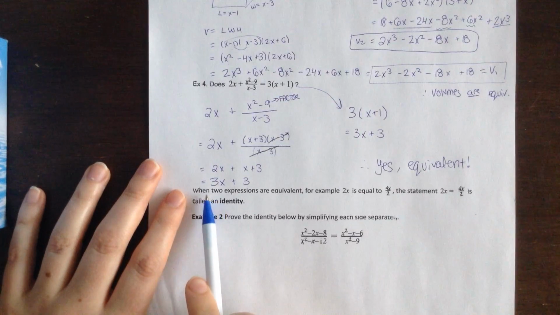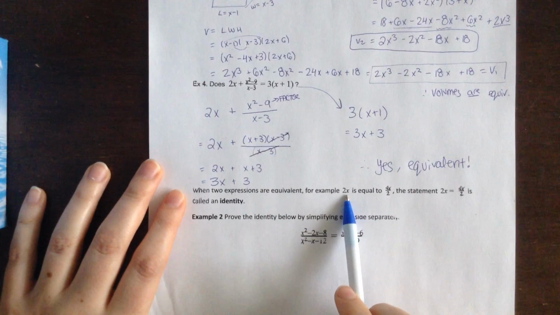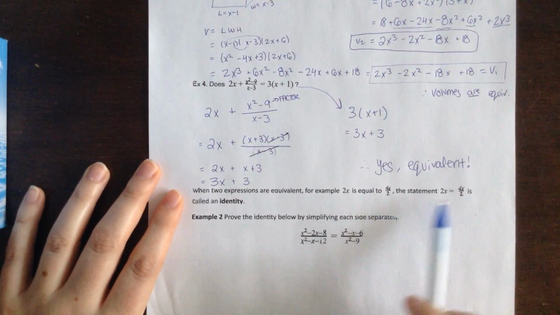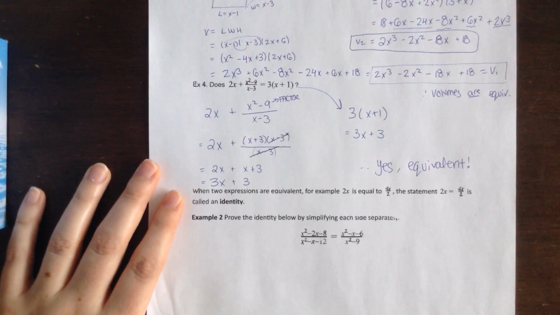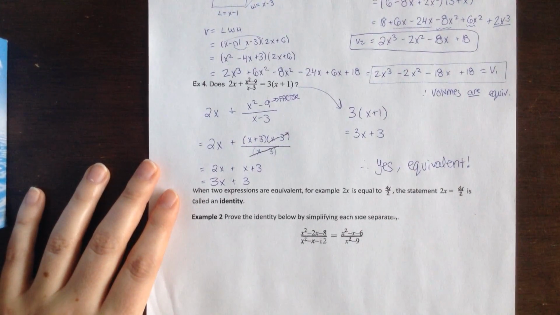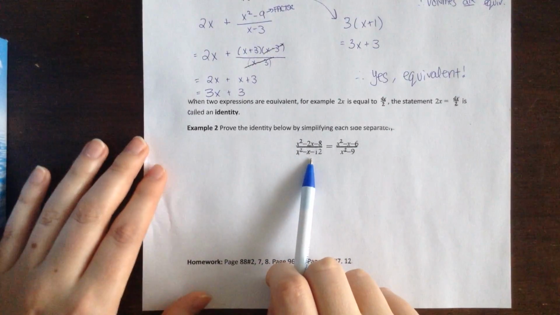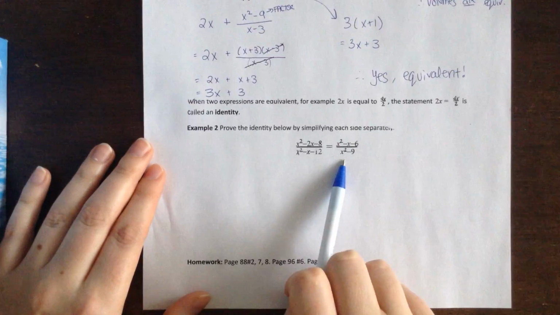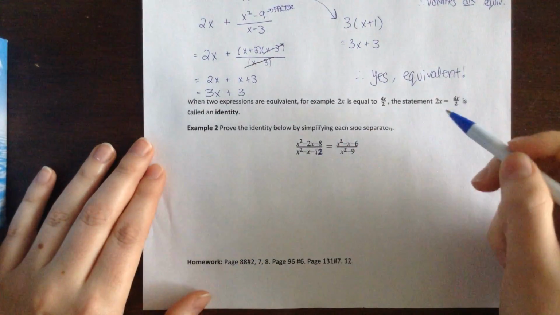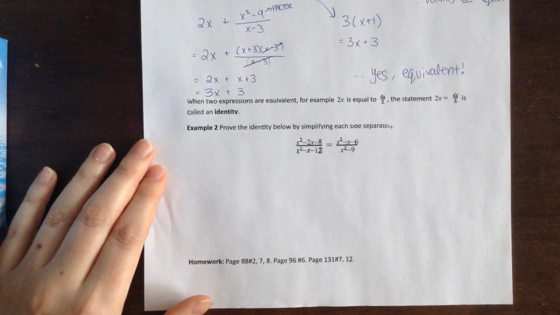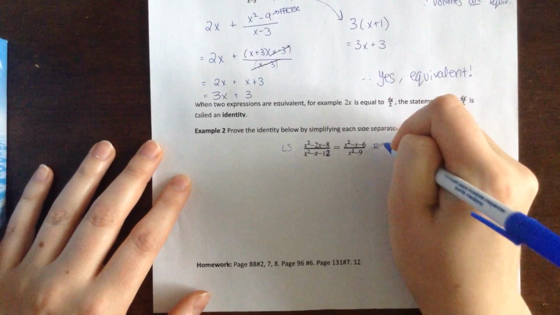So just some terminology for you here. When two expressions are equivalent, so say 2x is the same as 4x over 2, this statement, when we write them equal to each other, that's called an identity. So this word we're going to be seeing a lot in the future in our trigonometry unit. So we want to basically prove this identity. We want to prove that these two things are equal or that they're equivalent. And the way we can do that is by simplifying each side separately. So just to make my work a little bit cleaner, I can label left side or right side.